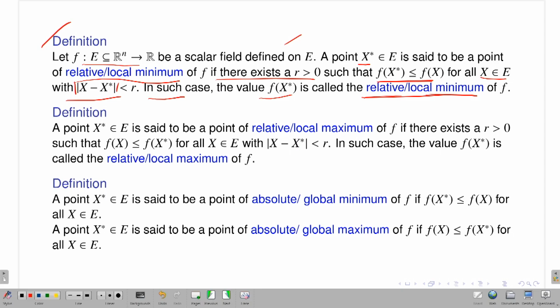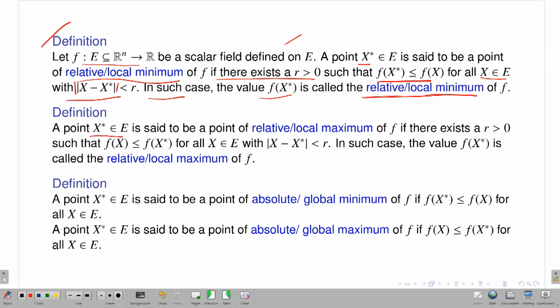Of course, parallelly you can define the similar concept for relative or local maxima. Again, same thing. Suppose I have a function f from E, a subset of Rn, into R, and a point x star in E. I will say that it is a point of relative or local maxima if, for any point x in a neighborhood of x star, the value of f at x is less or equal to the value of f at x star. So, that is exactly the idea.